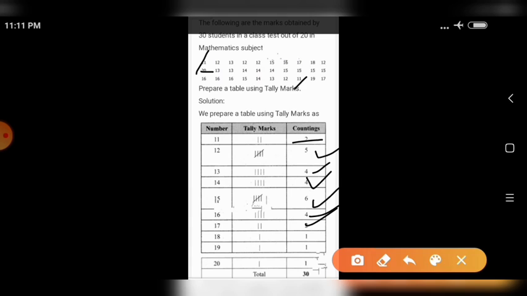And then 18 only 1. And then 19 also only 1. And 20 also only 1. Here, adding all these. At first, count the number of columns: 1, 2, 3. And then rows: 1, 2, 3, 4, 5, 6, 7, 8, 9, 10. 10 into 3, 30. Our total is correct.